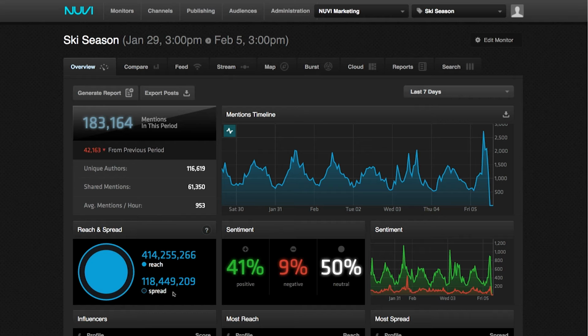Now with NUVI, you can listen and monitor any number of social conversations, keywords, topics, etc. So if you're monitoring the topic of skiing, like we are here in this monitor, you can see that there are over 116,000 unique authors talking about the keyword skiing in the last 7 days. So the total reach, or the total potential audience of these unique authors, which you can see here, is over 400 million. Now of these 116,000 unique authors, their mentions have been shared more than 60,000 times to an additional audience, or spread, of 118 million.